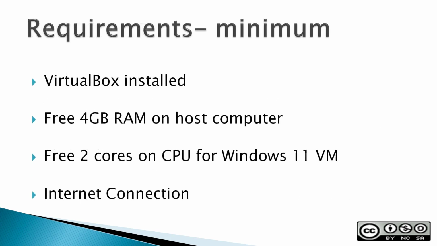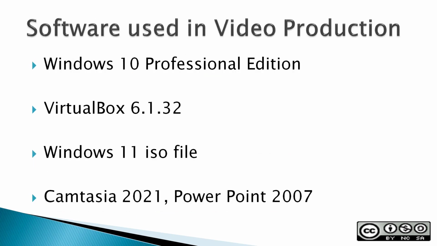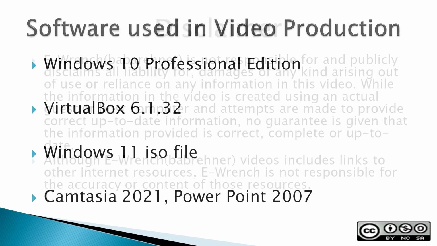Requirements: a minimum Virtualbox install, free 4 GB of RAM on your host computer, but I recommend you go for at least 8 GB of RAM, free 2 cores on your CPU for the Windows 11 virtual machine, and finally an internet connection.